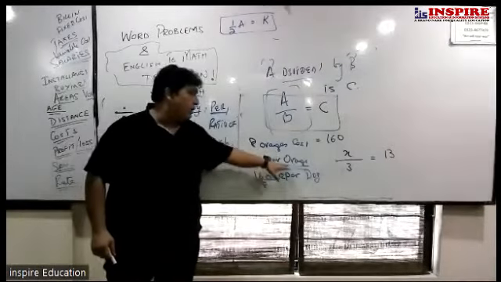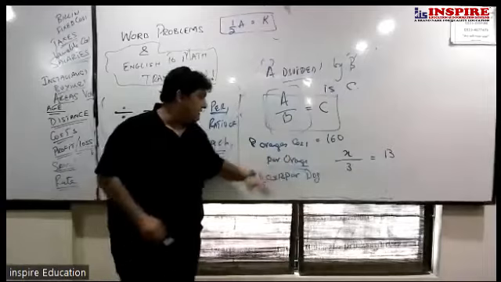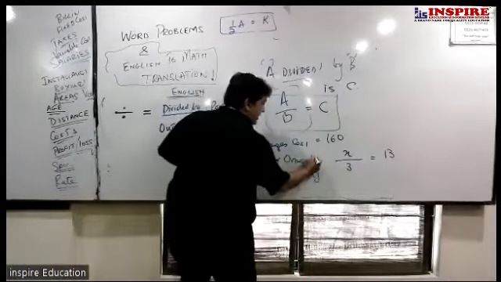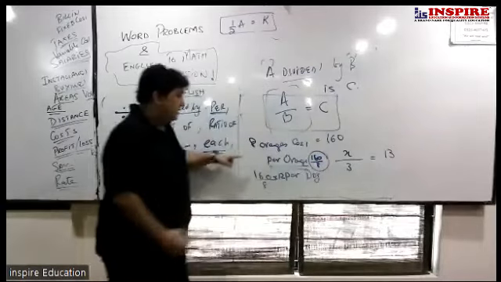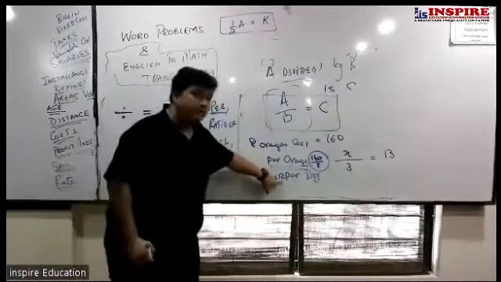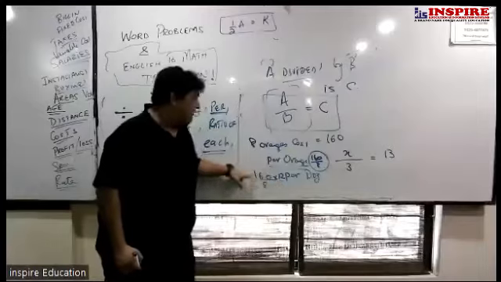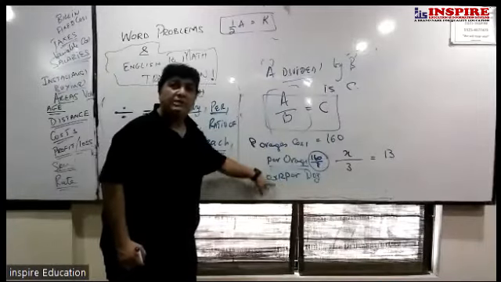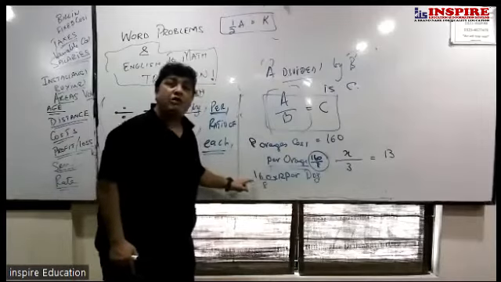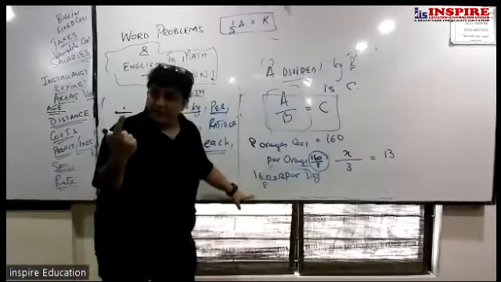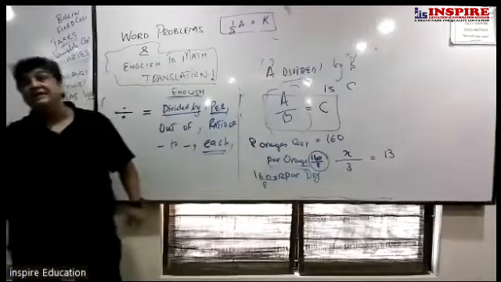Oranges cost per orange is 160 divided by 8. Got it? But if he says per dozen, then it's going to be divided by 8, multiplied by? Totally different. You will find the cost per orange and then multiplied by?